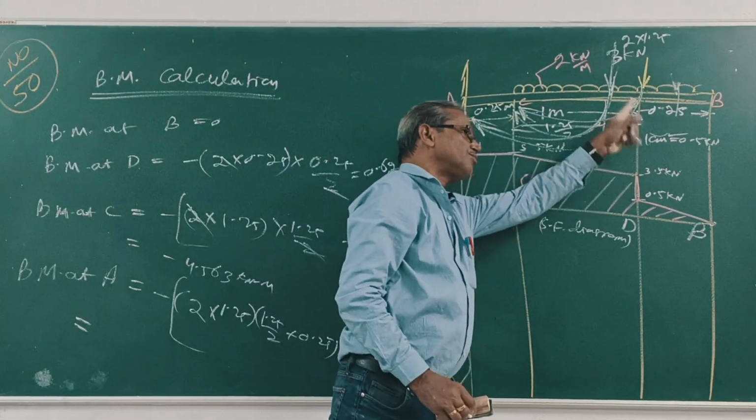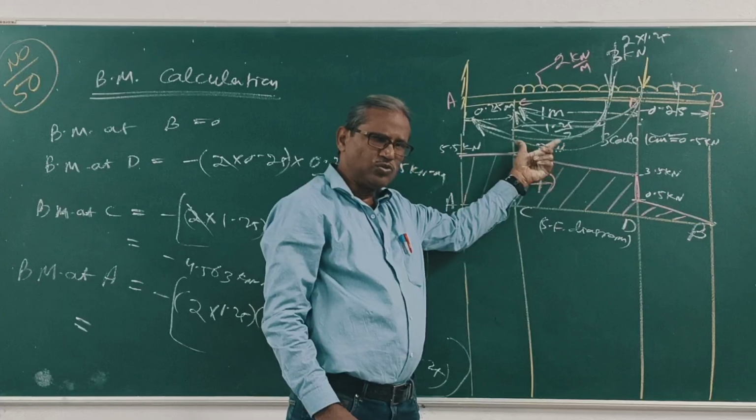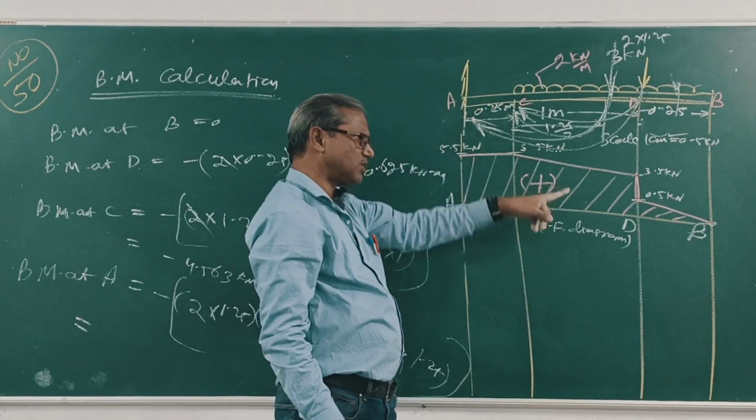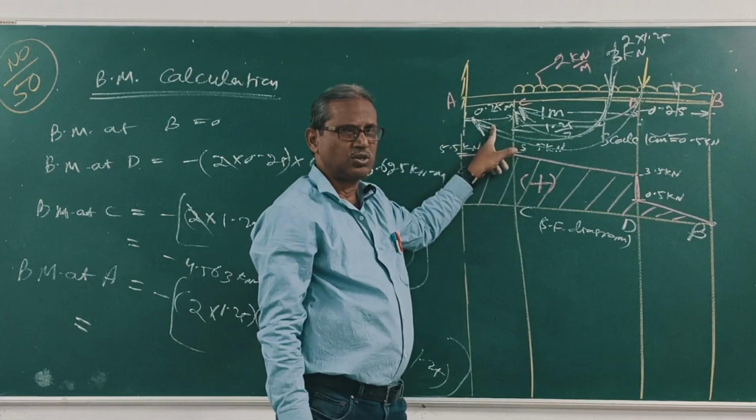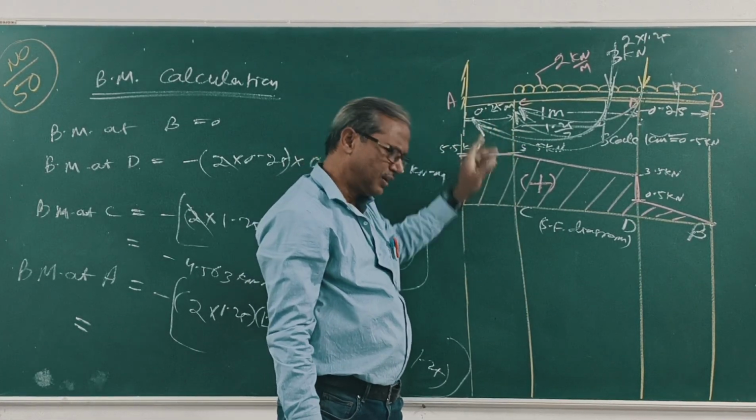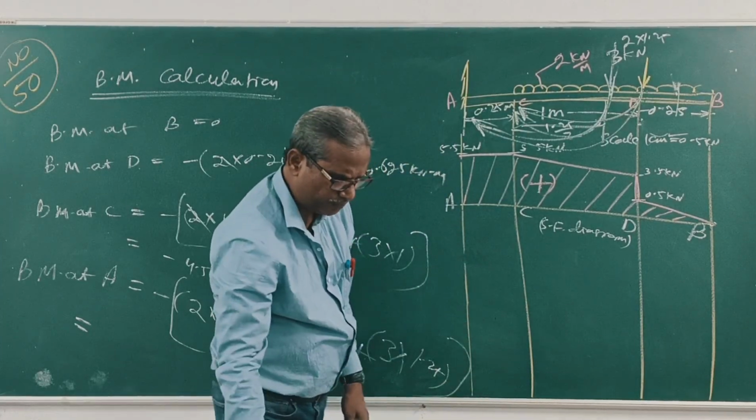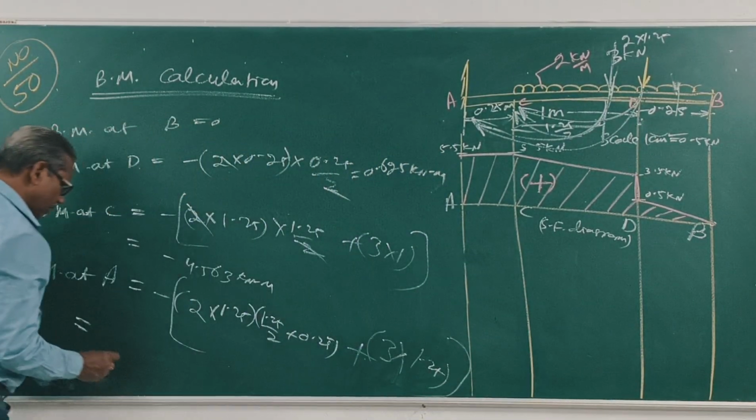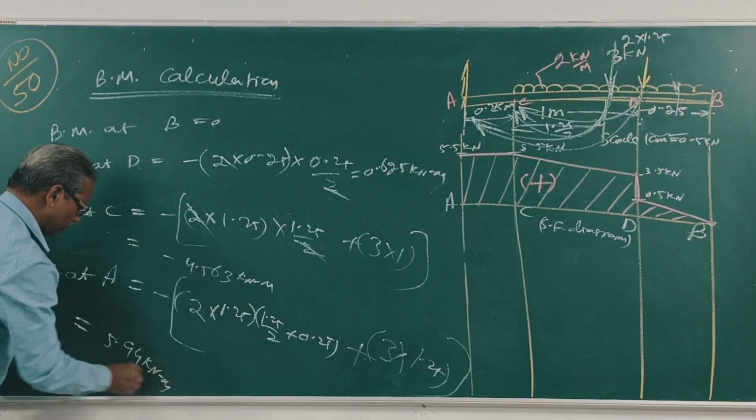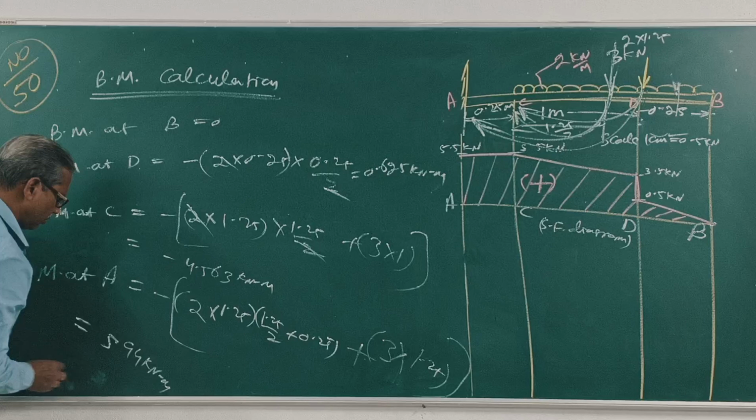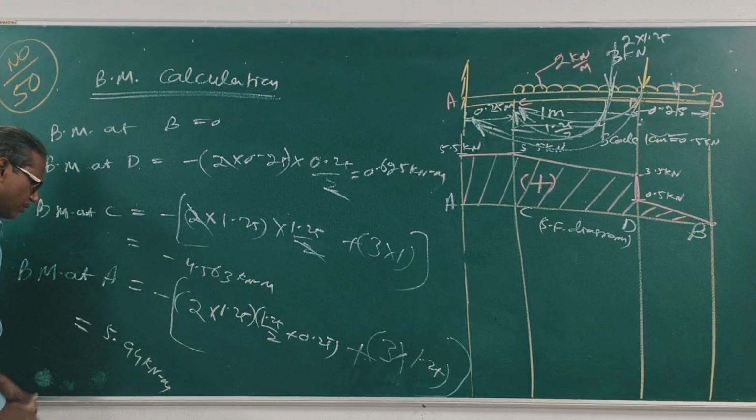2 into 1.25 into about A, 1.25 by 2 plus 0.25, plus 3 into this 1 plus 0.25 plus 1.25. Clear? This is 5.94, 5.94 kilonewton meter. Right?